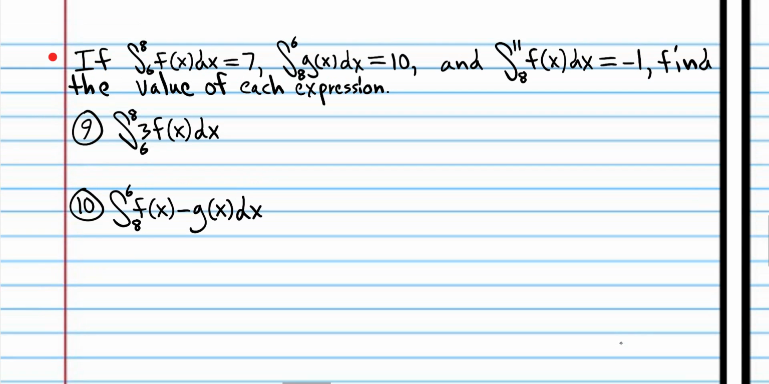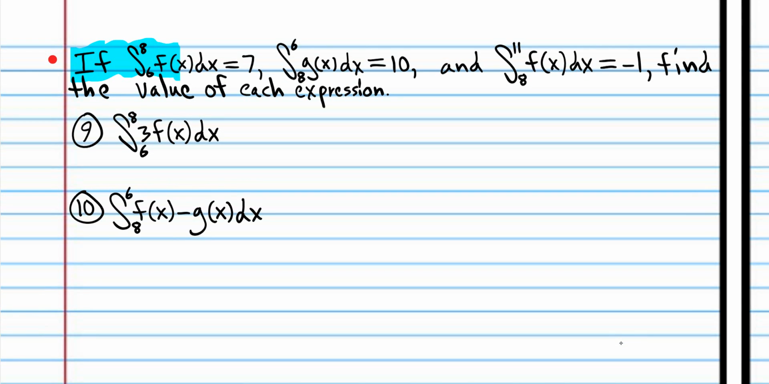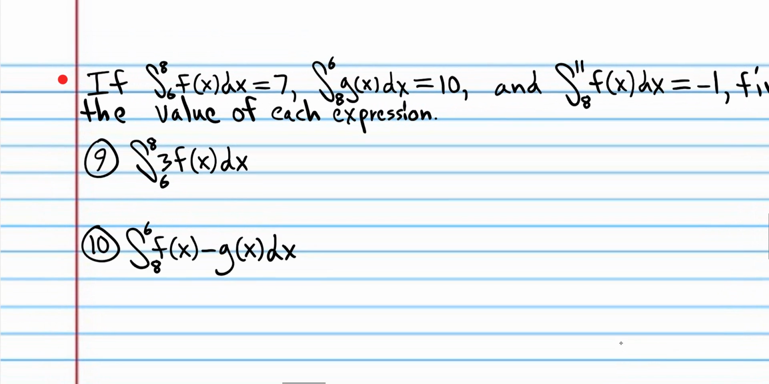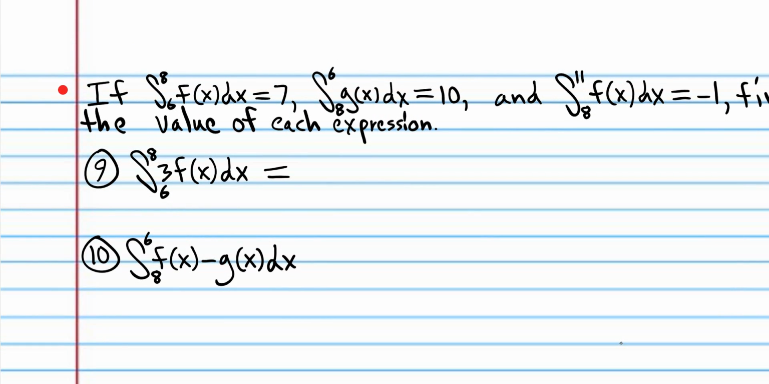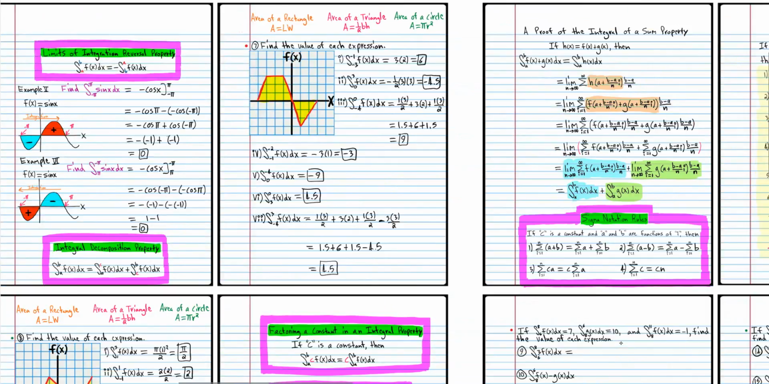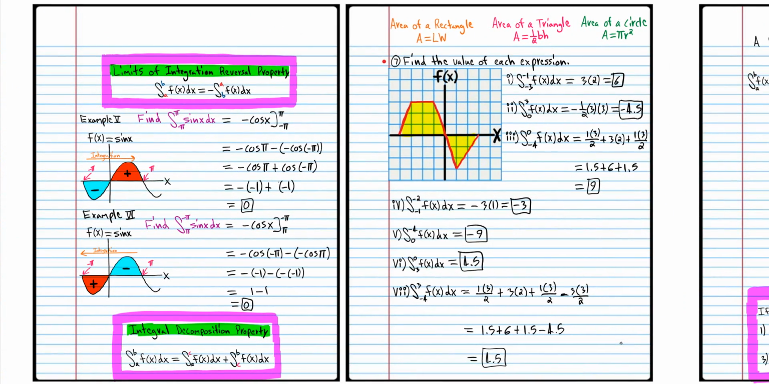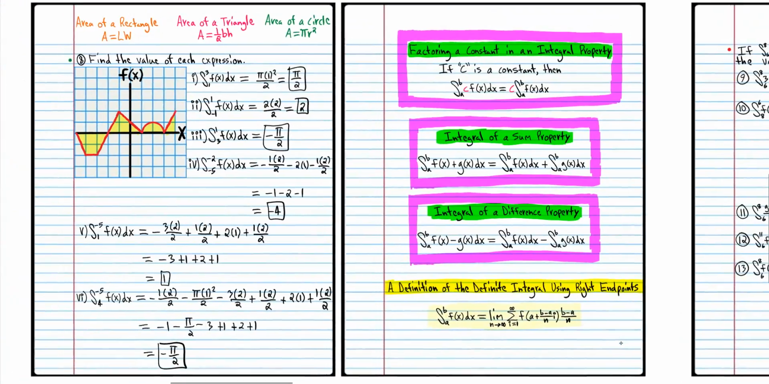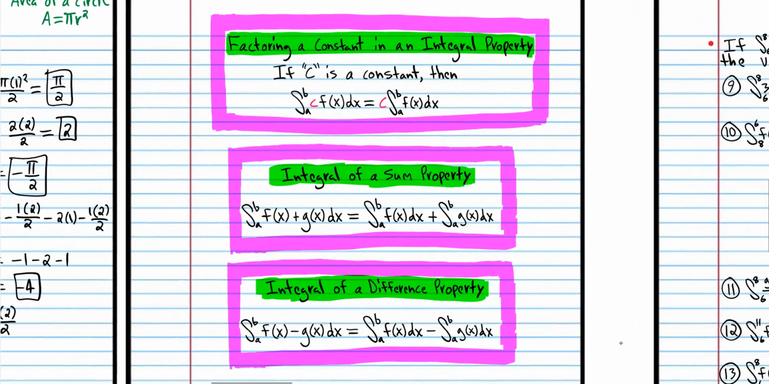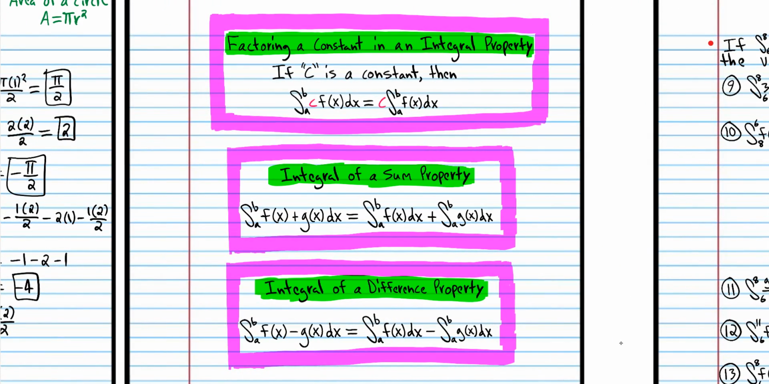So now we're going to do some more problems. It says if the integral of f of x from 6 to 8 is equal to 7, and the integral of g of x from 8 to 6 is 10, and the integral of f of x from 8 to 11 is negative 1, find the value of each expression. So we're going to use our integral properties, and I want you to take a picture of all these properties. If you haven't got a picture of those two properties at the left, the purple and green properties, take a picture, and also take a picture of these purple and green properties. You're going to need these as we do these problems.